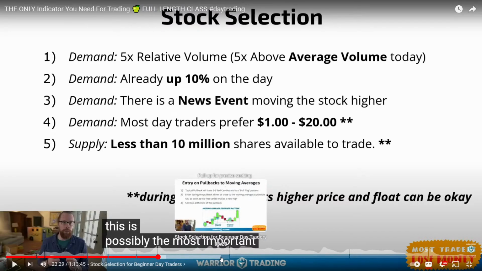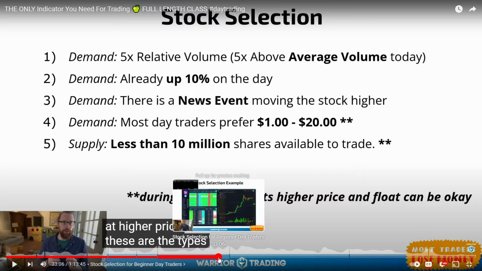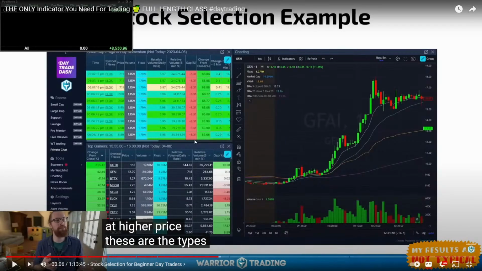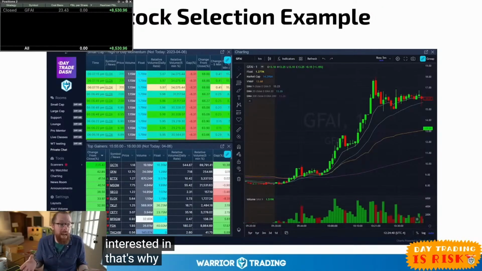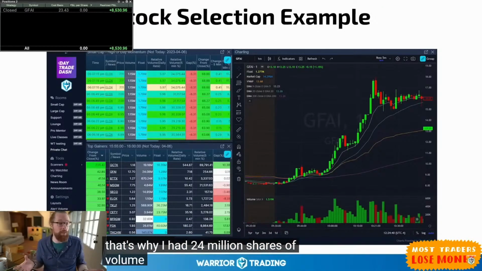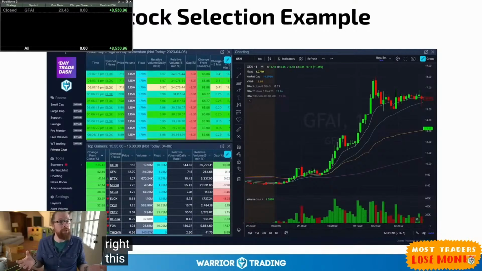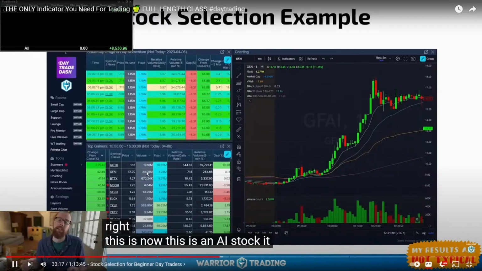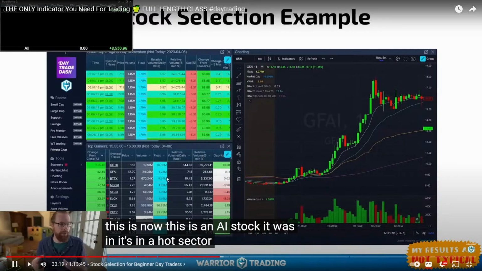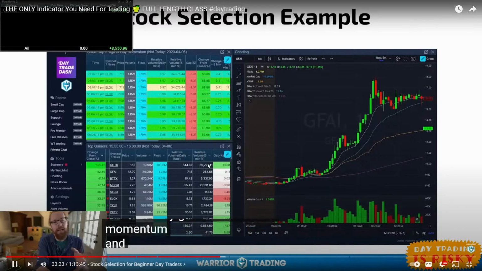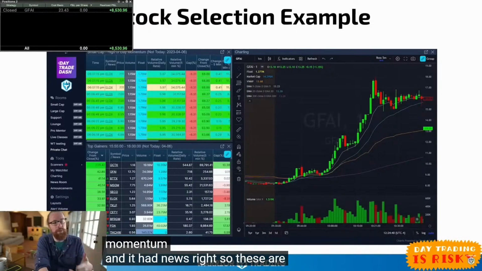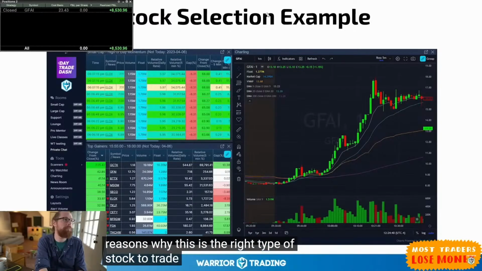This is kind of a little more important. So right here, after you start talking about stocks that most active traders are going to be interested in. Facts. That's why it had 24 million shares of volume, right? This was an AI stock. It's in a hot sector right now, so that certainly gave it some extra momentum. And it had news, right? So these are the reasons why this is the right type of stock to trade.